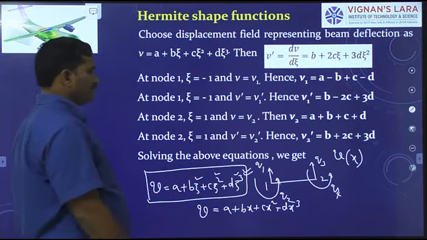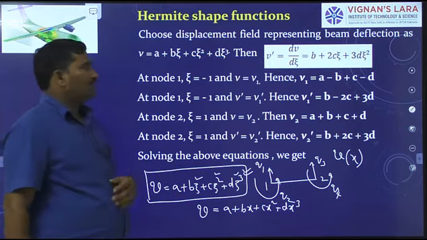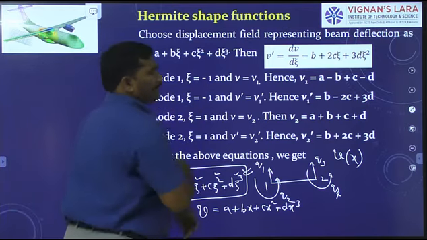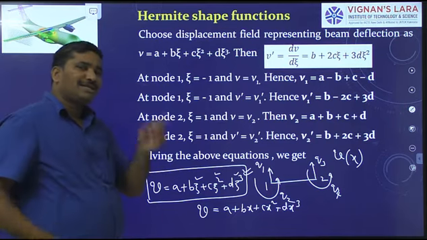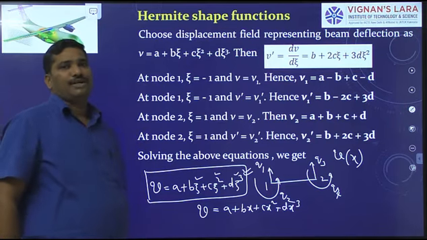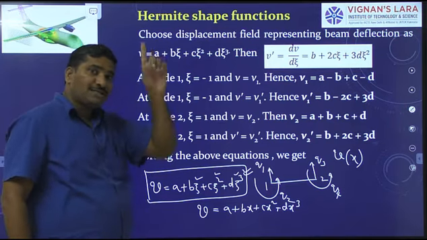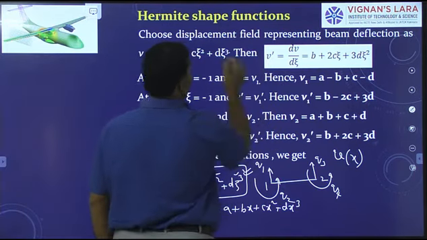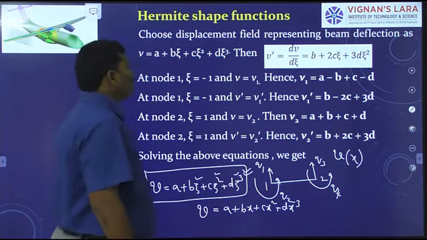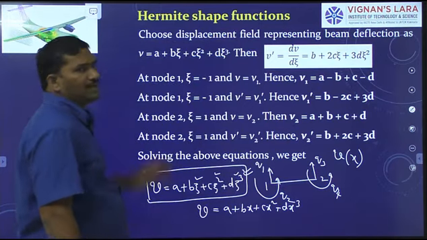Okay, then determine V dash. What is V dash here? dV by dj. Why have you determined V dash? Because at each node there exist 2 degrees of freedom: beam deflection and slope V dash. Therefore V dash equals, if you differentiate this, B plus 2Cj plus 3Dj square.